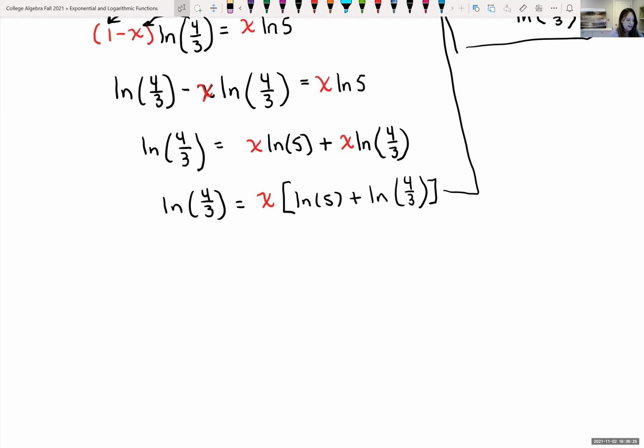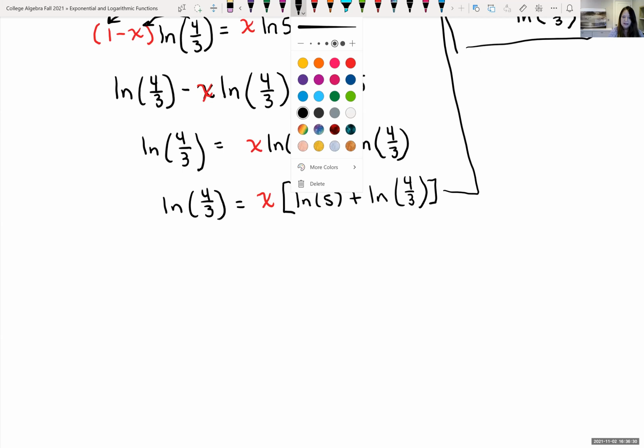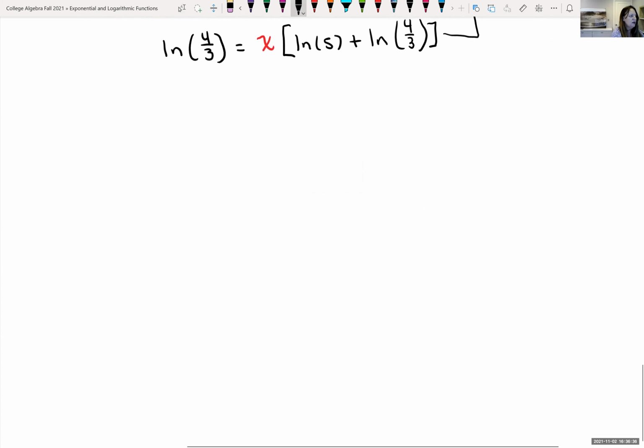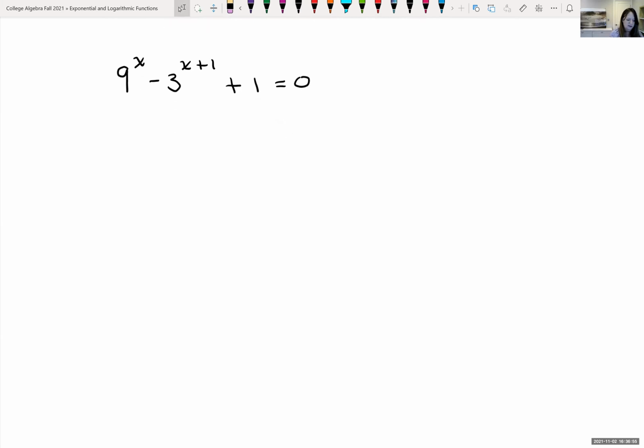So see one other one in here that's similar to that last problem we did with the logarithms, where we can rewrite things so that it is in quadratic form. So let's say you had 9 raised to the x power minus 3 raised to the x plus 1 power plus 1 equals 0. And we want to solve this. Okay, so I noticed that 9 is the same thing as 3 squared. And so we can rewrite this a little bit.